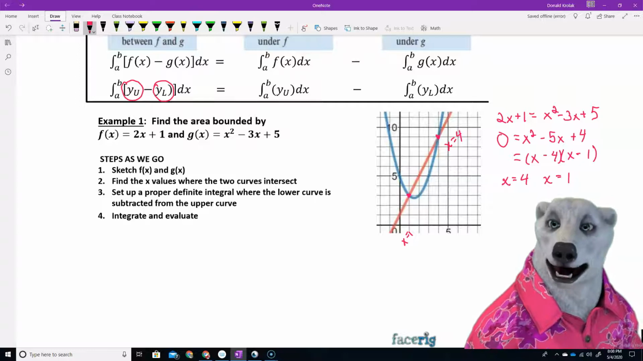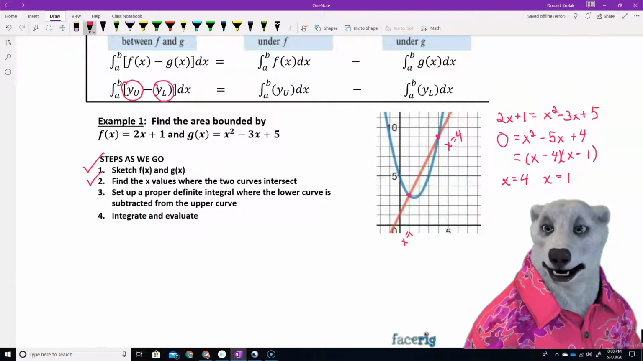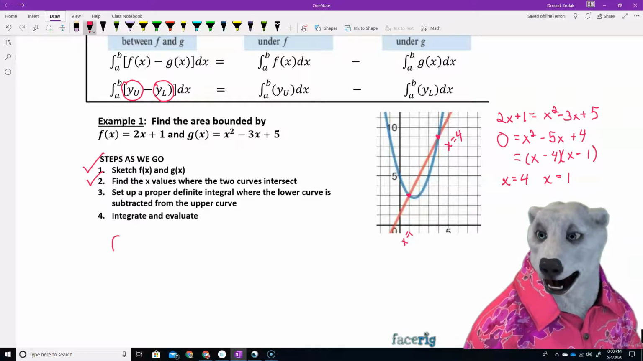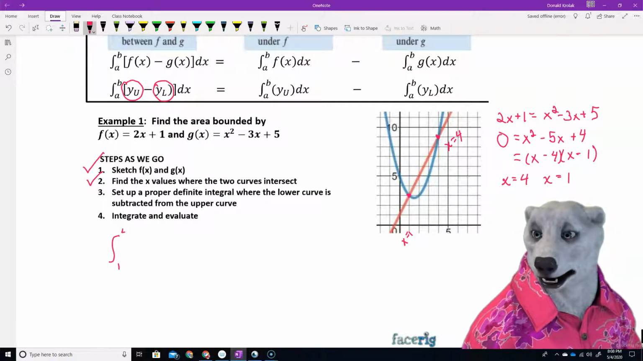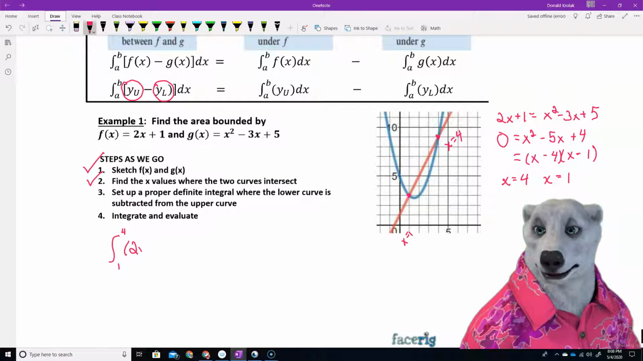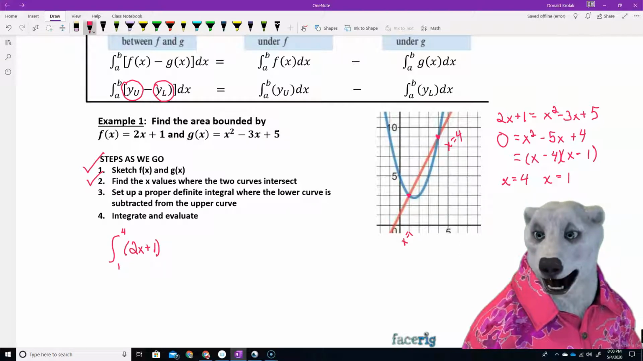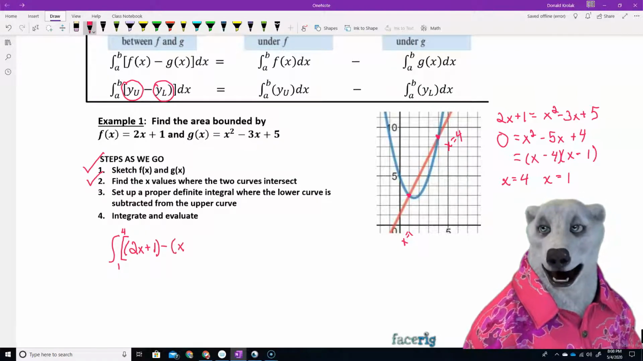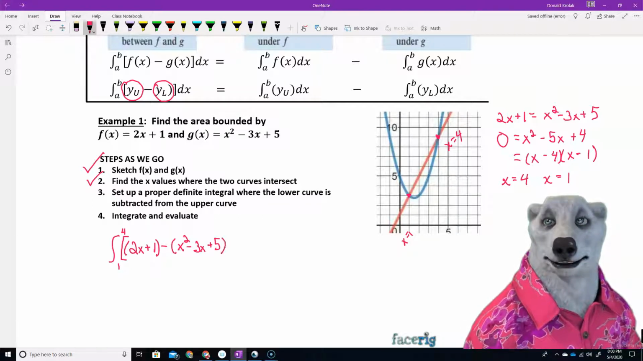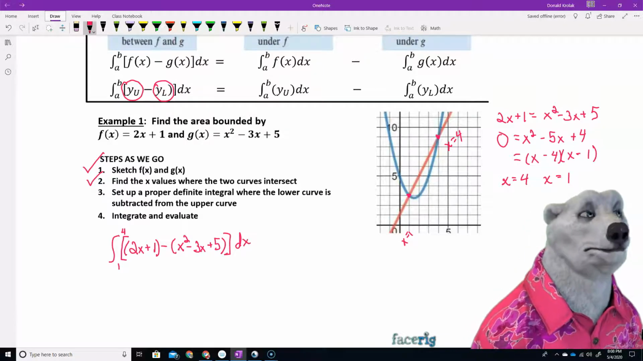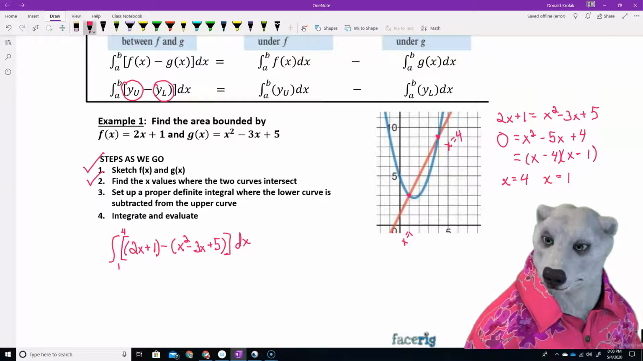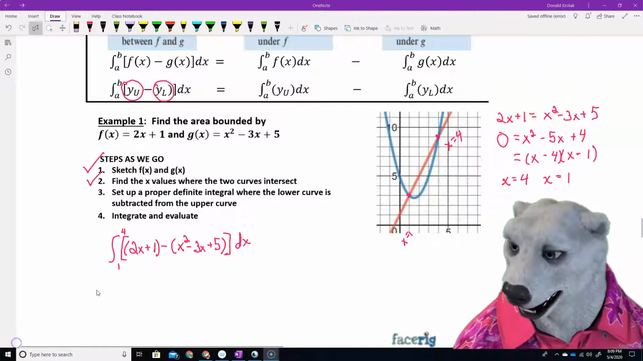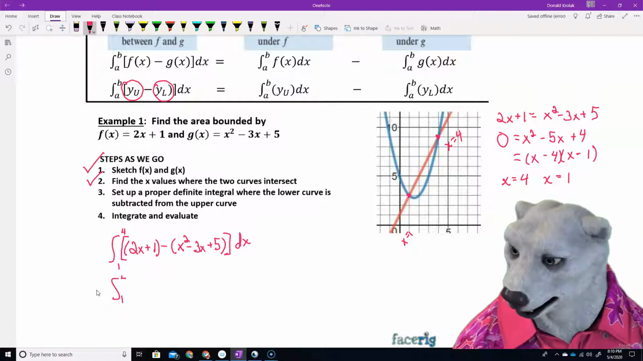So we've sketched it, we found the two values where they intersect, and now we do the integral. It goes from 1 to 4. I'm going to do f of x, which is 2x plus 1, minus g of x, dx. And we'll just do our integration then.